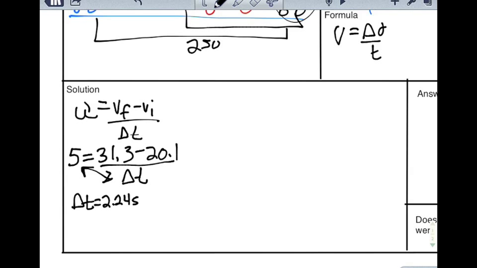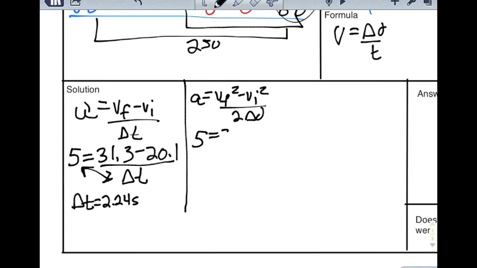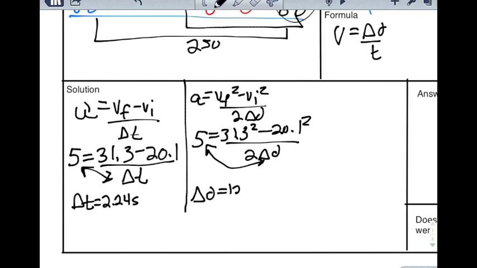We also want to know how far it has to travel. To do that, we use the formula a equals vf squared minus vi squared over 2 delta d. During this time, a, which is 5, equals 31.3 squared minus 20.1 squared, all of that over 2 delta d. We rearrange and switch this with delta d, and as we calculate this whole thing out, we end up with a displacement of 12.54 meters.